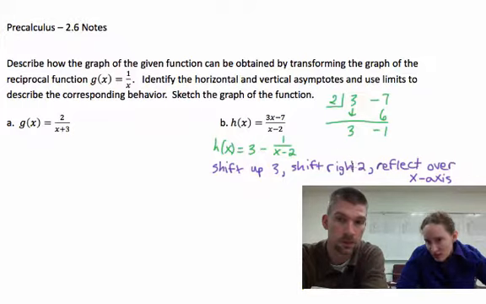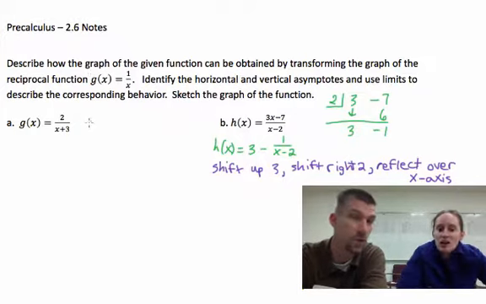I misspelled right. Let me fix that. That's okay. Fix your misspelling. That's why we teach math, not English.